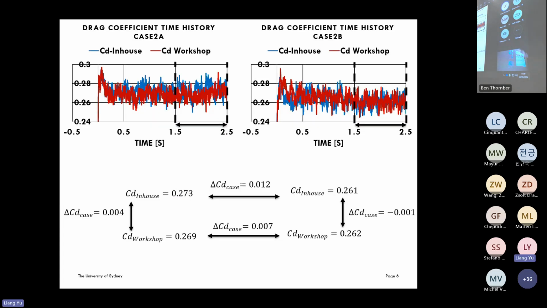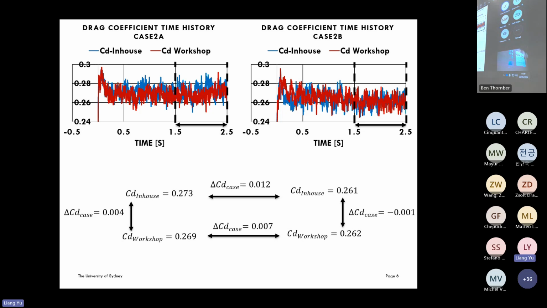Okay, so let's look at on this slice, we have the time series from both meshes for both cases. So the averaging window is between 1.5 and 2.5 seconds. So on the left, you've got case 2A. The calculated drag coefficient for the in-house mesh is 0.273, which is larger than the experimental measurement. So is the workshop grid as well.